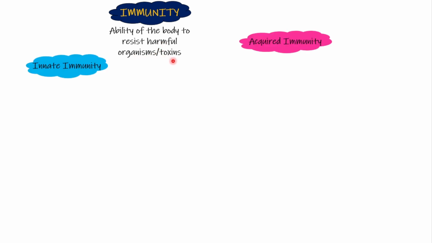So what is immunity? This is the ability of the body to resist harmful organisms and toxins. So immunity is basically the defense mechanism of the body, the body's ability to fight against or to resist any foreign harmful organism or any toxin. So there are two types of immunities. One is innate immunity and the other one is acquired immunity.